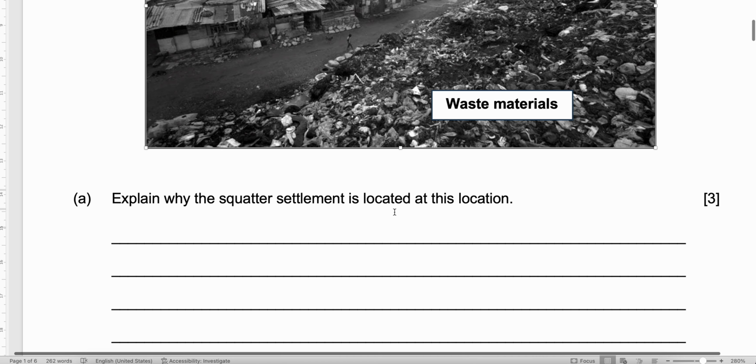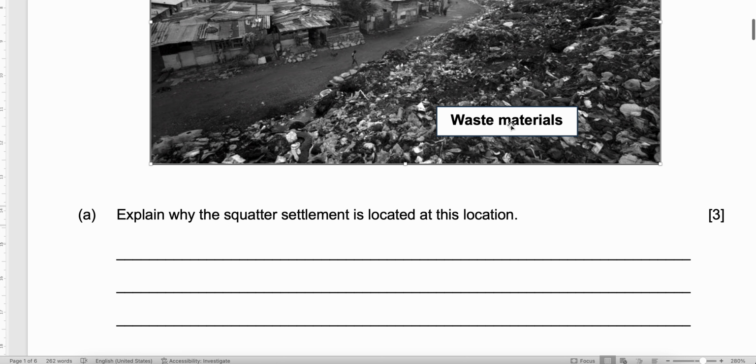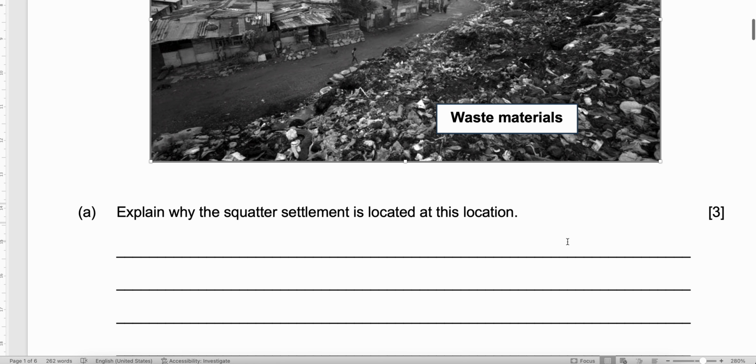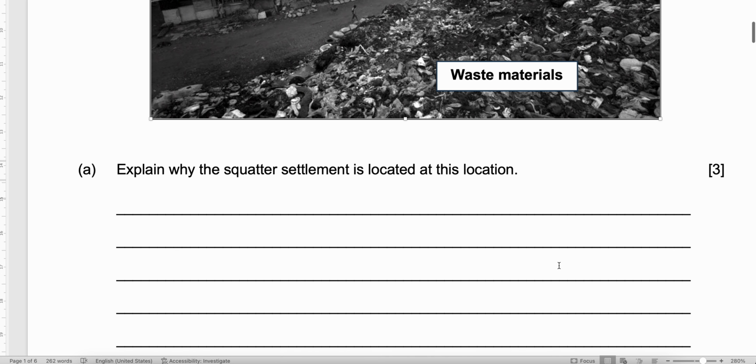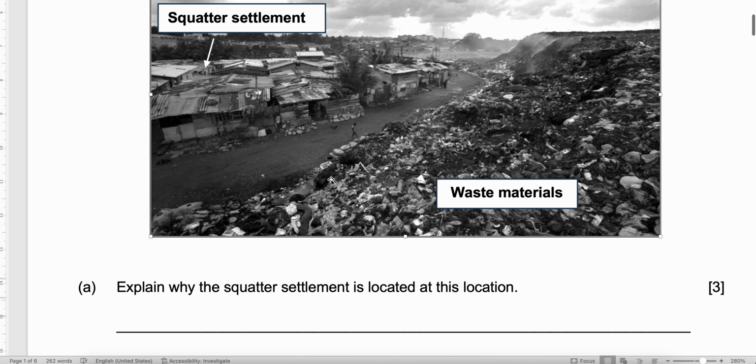You must use information from here. The waste material suggests what, and then hence what are the steps. 3 marks means at least a total of 3 steps that lead to why squatter settlements are found near it.